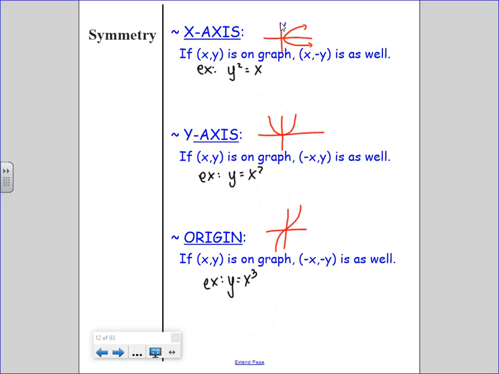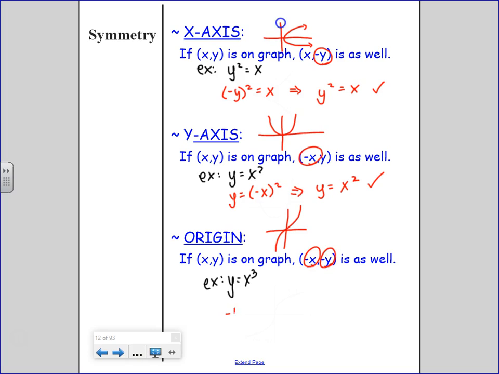Okay? The key is to plug in and see if it stays the same. For instance, if I was to plug in a negative y, question, what happens? Negative squared is a positive. Anything change? No. It has x-axis symmetry. For the next one, if you plug in a negative x and it stays the same, let's check it. Negative x squared, y equals, a negative times a negative is a positive. Stays the same. The last one, if I plug in a negative x and a negative y, and it stays the same.